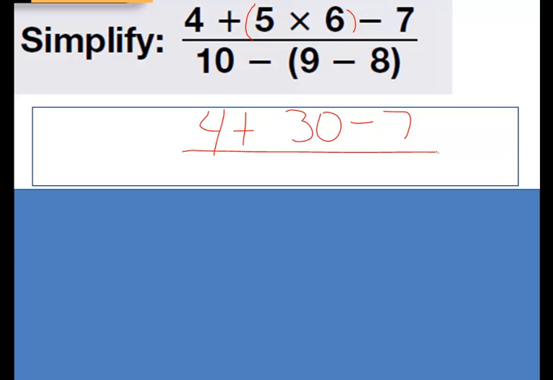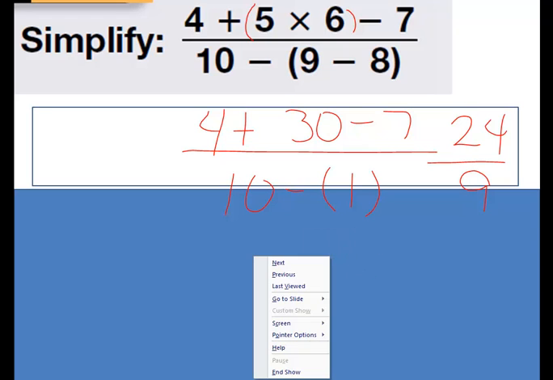Then down here in the denominator, we've got our parentheses. So 9 minus 8 is 1. So we have 10 minus 1. So now we've got 4 plus 30 is 34, minus 7 is 27, over 10 minus 1 is 9. And that answer is going to be 3.